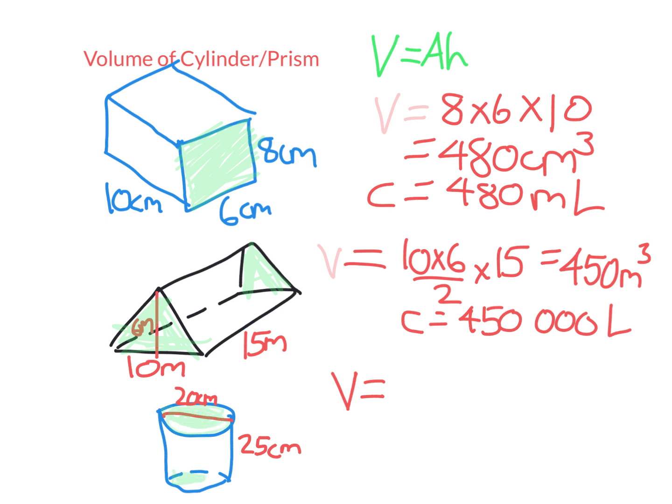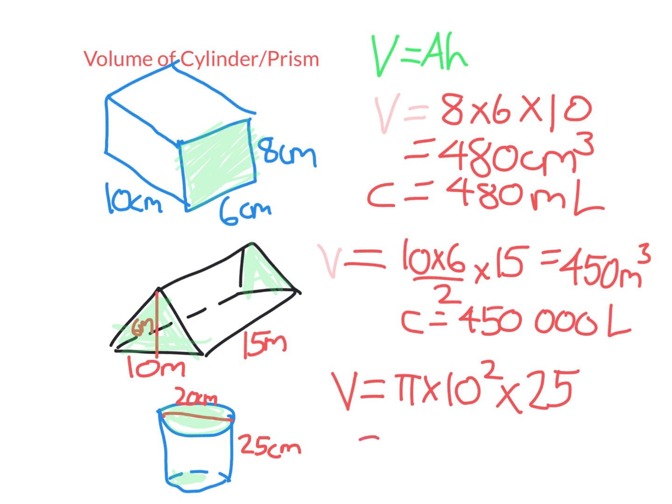So how again do we find the area of a circle? It is pi times radius squared. Now, in this case, the diameter is 20, so the radius is 10. So pi times radius squared, that's the area of the base, and then we just times it by the height of the prism, 25, the dimension perpendicular to the base, and we can put that straight in our calculator.